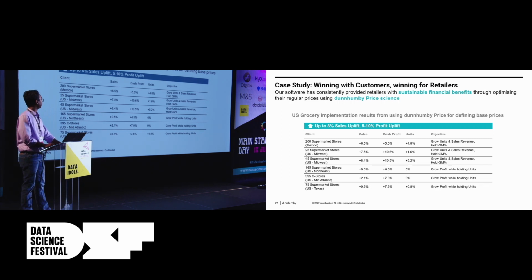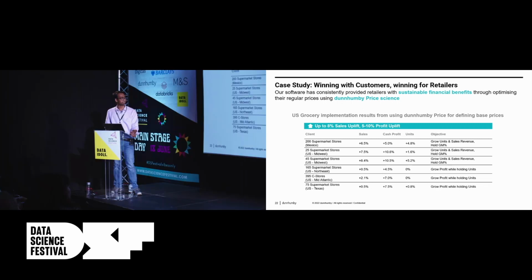Usually I think these are some of the top-end results that we have seen. We are seeing up to 8% of sales uplift and 5 to 10% of profit uplift for these retailers when they have implemented our price optimization software. Like I said, they are one of the best results that we have seen. Usually we see 2 to 3% of unit uplift and 1 to 2% of profit uplift whenever we implement our software quite regularly. So I think that's the end of my presentation.